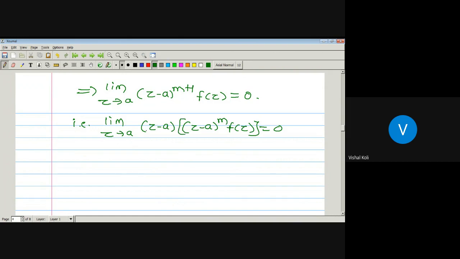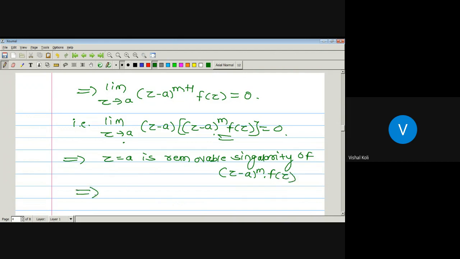As limit z tending to a, (z minus a) into this function is equal to 0, then this function has a removable singularity at the point z equal to a, which is by one theorem of removable singularity. This implies z equal to a is a removable singularity of the function (z minus a) to the power m into f of z. That is, (z minus a) to the power m into f of z has a removable singularity at the point z equal to a.